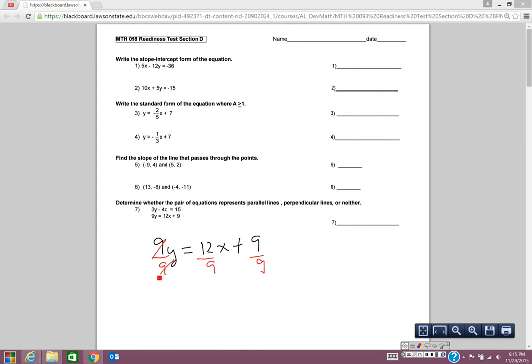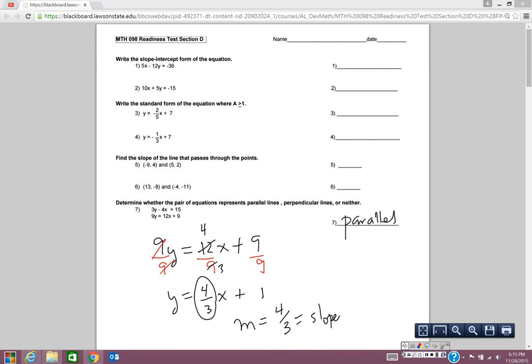This can be a tricky problem if you are not paying close attention to detail, because as you can see, 12 and 9 are both divisible by 3. 3 goes into 12 4 times. 3 goes into 9 3 times. So 4/3 x plus 1. Again, our slope is 4/3. Therefore, the lines are parallel since both slopes were 4/3.